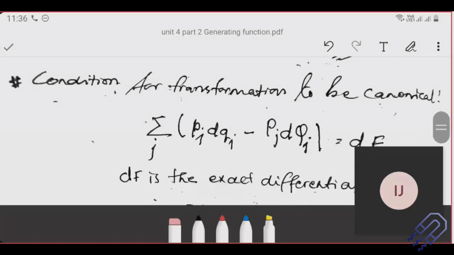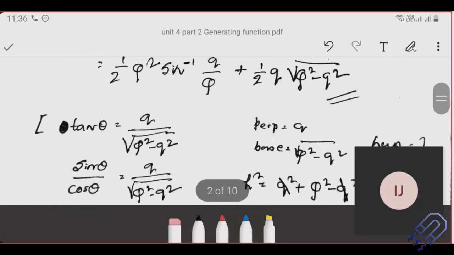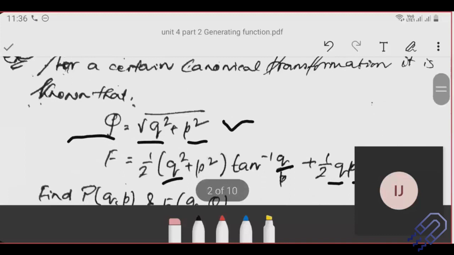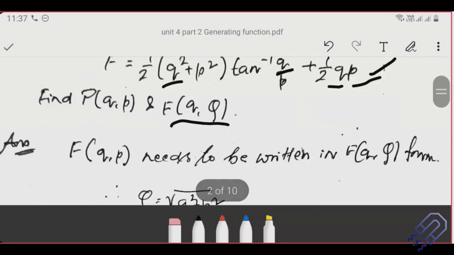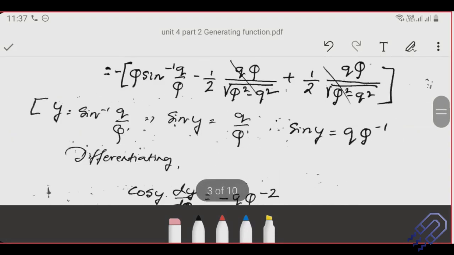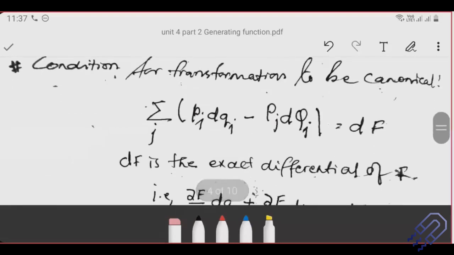But here, if you just read the question once, it says for a certain canonical transformation. So that means it has already been assumed that this is a canonical transformation. The question already tells you that. But if there is a function given and I don't know whether it is canonical or not, and I want to find out whether it's canonical or not, that is the next part of the lecture.